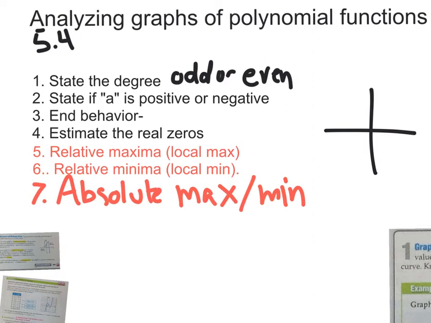Let's do this guy right here. That's pretty straightforward. Is that an odd degree function or an even degree function? That's odd because there's only 1 arrow up or 1 arrow down. It's an odd number. How about, is the A value positive or negative? See, in order to determine that, you need to remember what x cubed looks like, right? And x cubed does start off down here and goes up that way, right? So this is a positive A value.